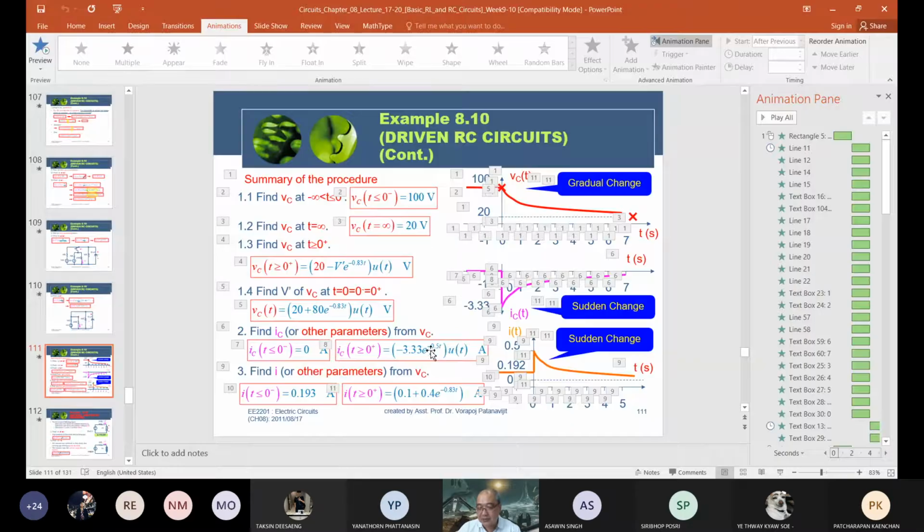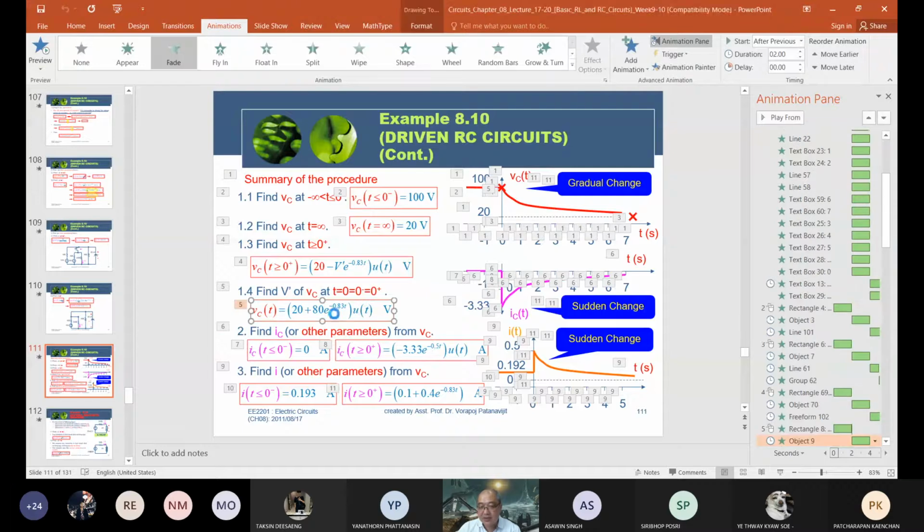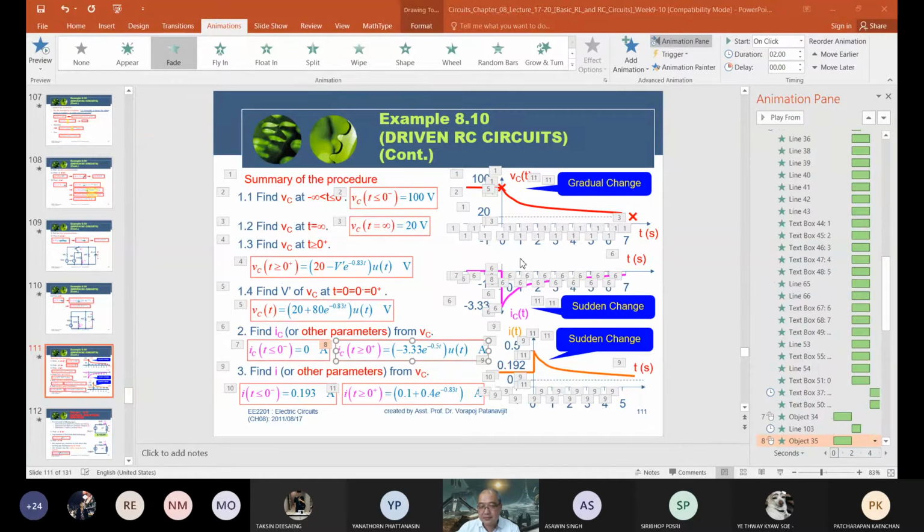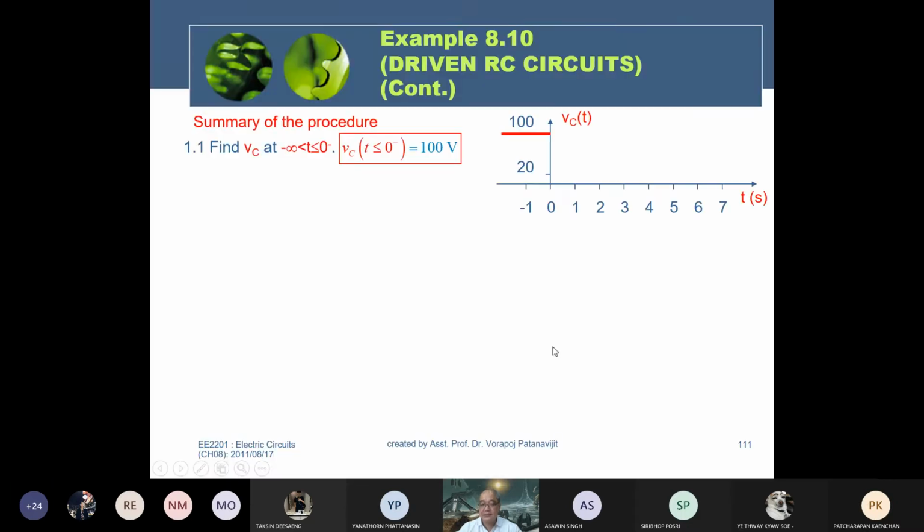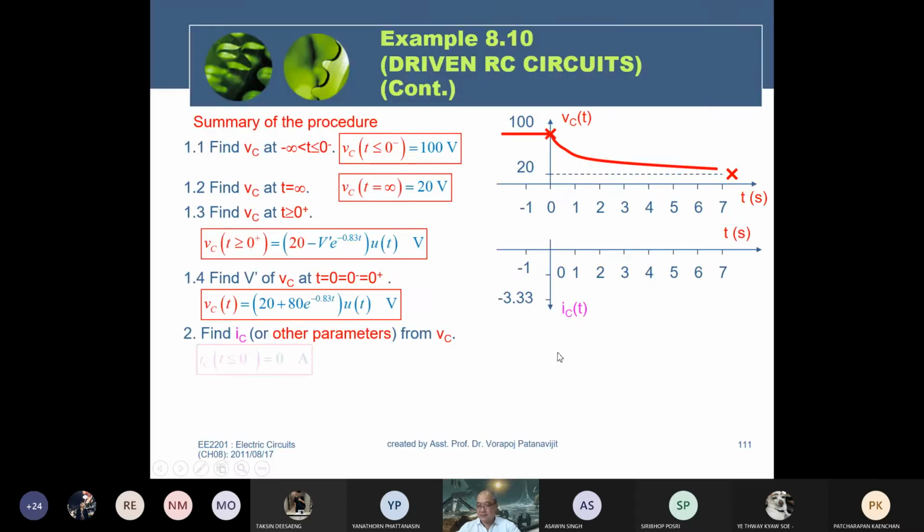Sorry, wait a minute. Not 0.5, not 0.5. It is 3.3 e power minus 0.8 t.